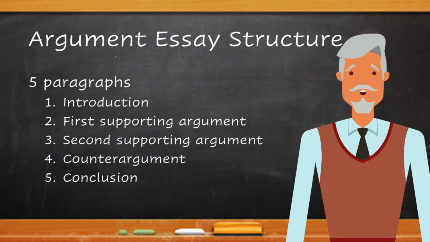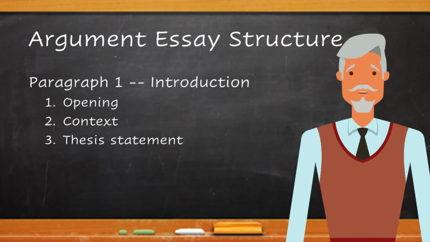The argument essay has 5 paragraphs. An introduction, 2 paragraphs to support your point of view, a paragraph that refutes a common counterargument, and a conclusion. Each of these paragraphs has structural elements that you will need to include. Let's go step by step through each paragraph so that you get a clear idea how to write a great essay. Paragraph 1 is your introduction.